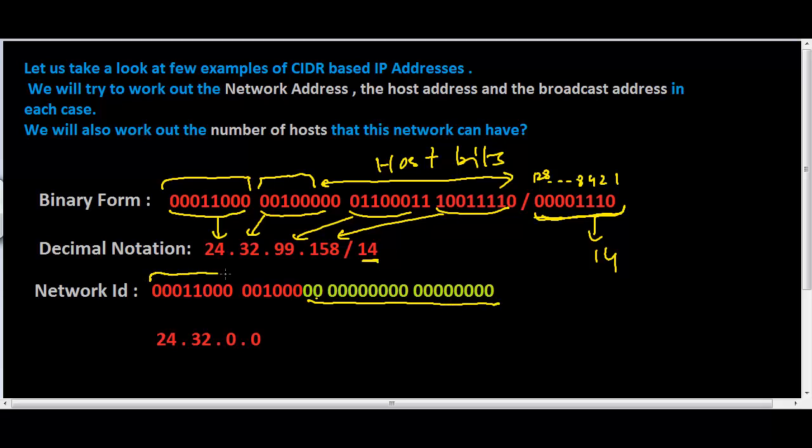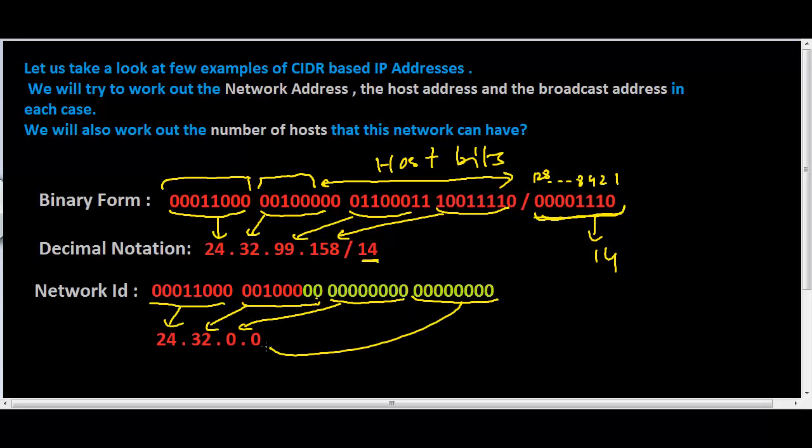And I only have 14 network bits, and then I've converted these into the decimal notation. So these 8 should be equal to 24, these 8, let me do that again. So these 8 should be equal to 24, these 8 should be equal to 32, these 8 should be equal to 0, and these 8 should also be equal to 0. So this is our network ID.